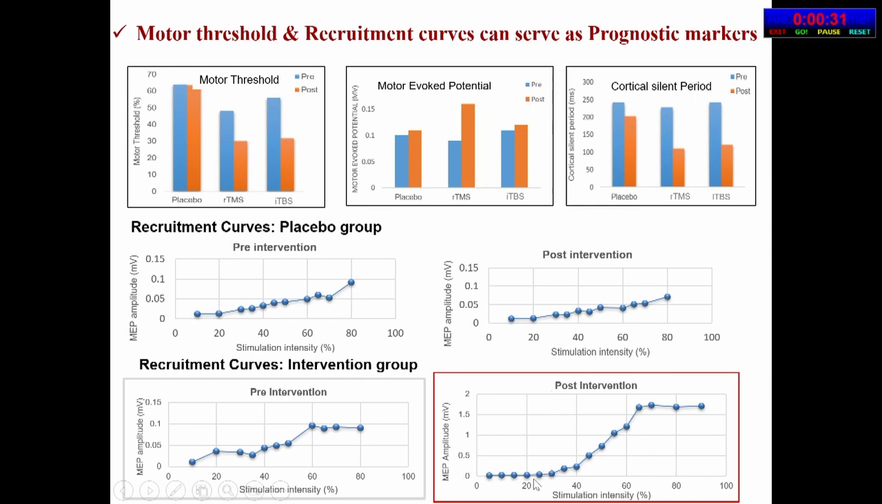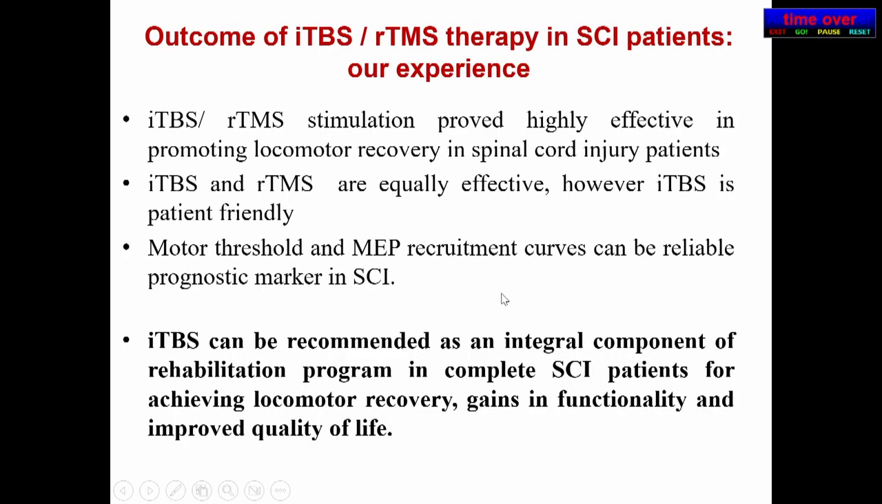What I want to show here is that we did a recruitment curve. This recruitment curve is between motor evoked potential amplitude and the stimulation intensity. If you look at the placebo group, there wasn't any significant improvement, it was hardly 0.05, which is 50 microvolt or so, and there was not much change. But after the intervention, you can see there was a gradual improvement, the recruitment of the motor units, and a significant increase in the amplitude from say 50 microvolt to 200 microvolt. That was very significant. So it gives us an idea that definitely there is an improvement, the excitability of the tissue is changing, and therefore the motor units are improving.